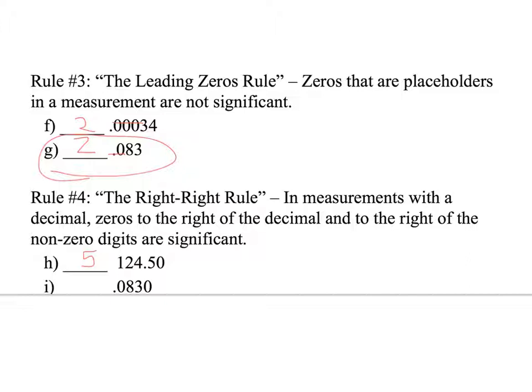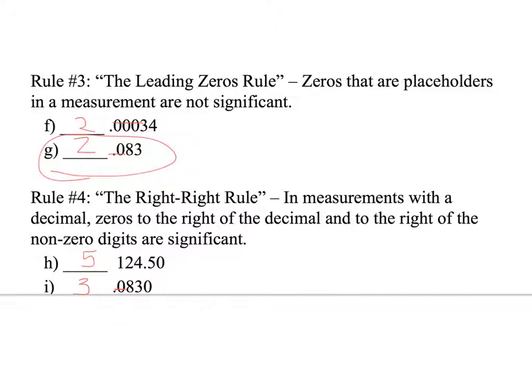Now, for letter I, we have to apply Rule 3 and Rule 4 to figure out the number of significant digits. Recall that leading zeros in front of a number are not significant. But since the trailing 0 is present in a decimal number, it is significant. So this value has 3 significant digits.